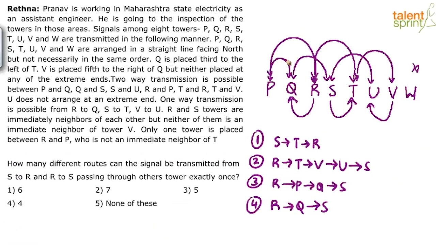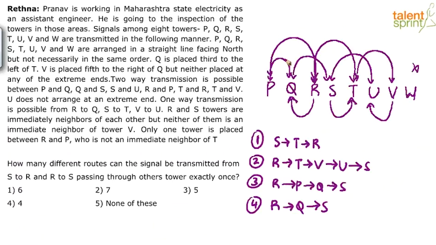Let me just come back to the video screen. So I think interesting one. Two-way transmission, one-way transmission between different towers. Of course, there's some confusion with respect to tower W there, right? No connection of tower W with any of the remaining 7 towers. But for us to just try out the questions, we have considered that W is not in the picture. Let's say there are only 7 towers.